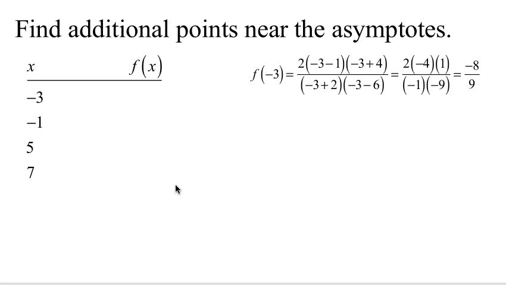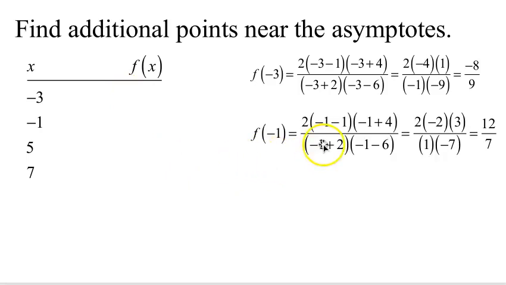So we've got to do some quick math here. f of negative 3: negative 3 minus 1, negative 4; negative 3 plus 4 is 1; negative 8; negative 3 plus 2, negative 1; negative 3 minus 6, negative 9. Negative 1 times negative 9, positive 9. So f of negative 3 is negative 8/9, pretty close to 1. Let's do negative 1 next. Negative 1 minus 1, negative 2. Negative 1 plus 4, 3. Negative 1 plus 2, 1. Negative 1 minus 6, negative 7. And we get negative 12 upstairs, negative 7 downstairs, or positive 12/7.